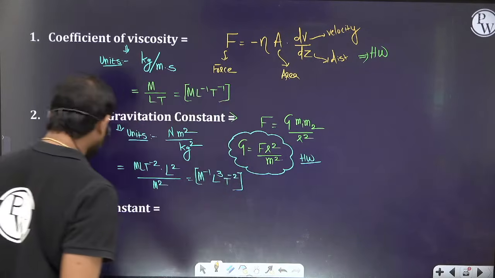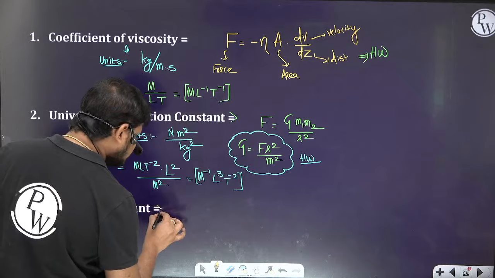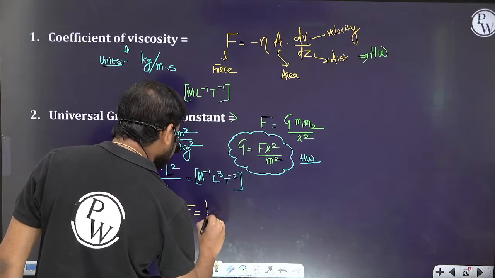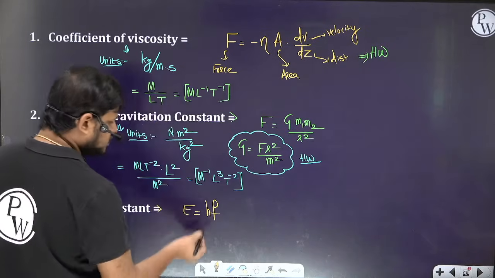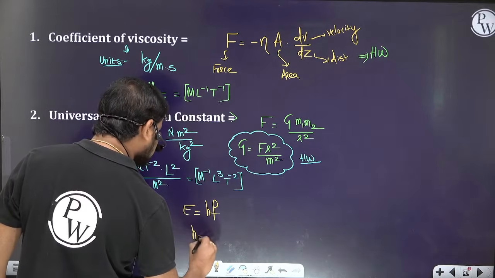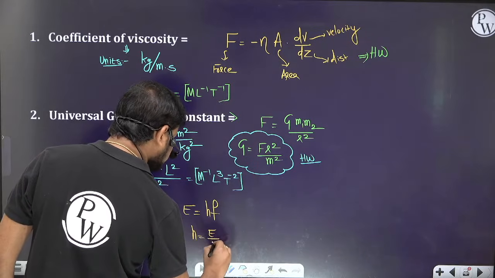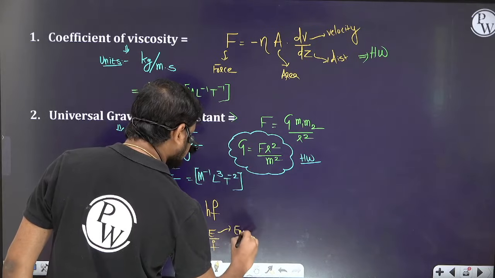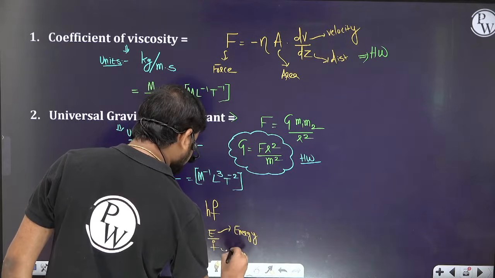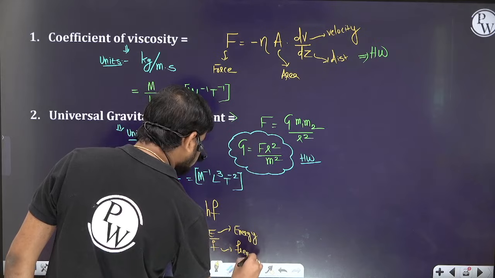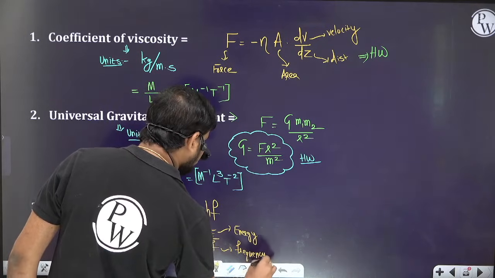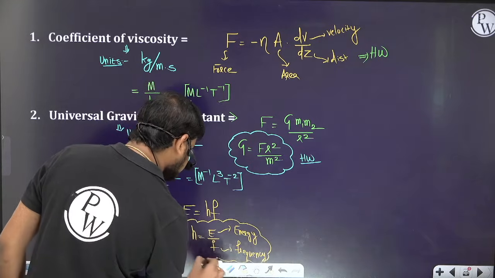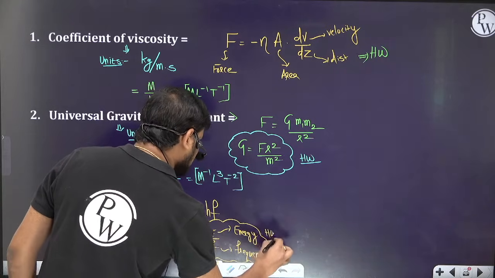The third one you should remember is Planck's constant, which we'll get in the second year. The formula is E = hf, where h is called Planck's constant, E is the energy, whereas f is the frequency. We know the dimensions of frequency and of energy, so by this method you can find the dimensions. Take this as homework.